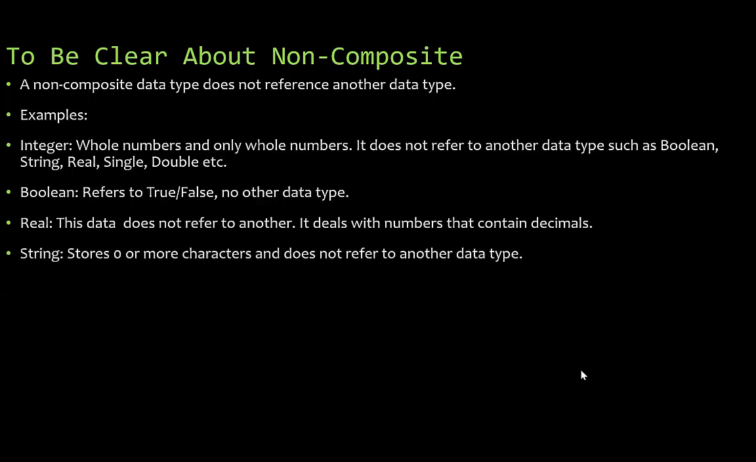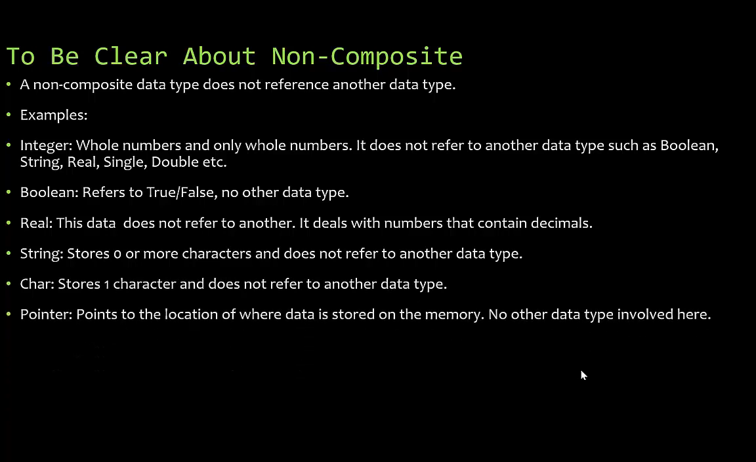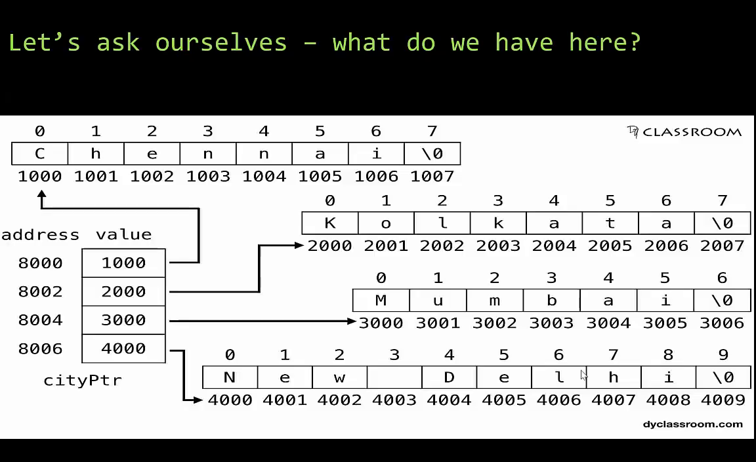Strings, they're also pre-existing in a programming language. Stores 0 or more characters, doesn't refer to another data type. Char, stores 1 character, doesn't refer to another data type. Pointer, points to the location of where data is stored in the memory. There is no other data type involved here.